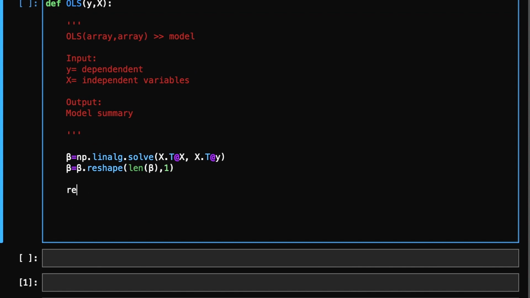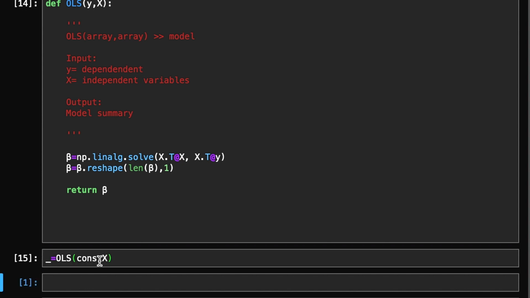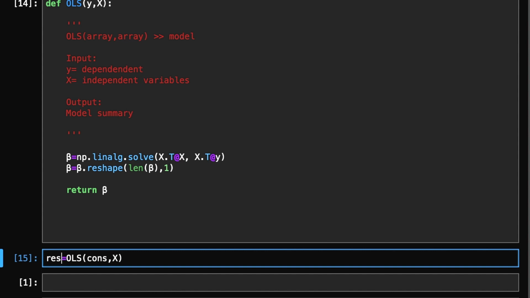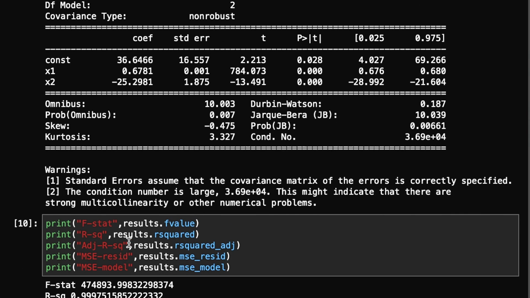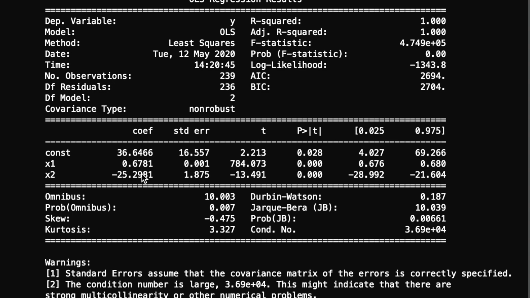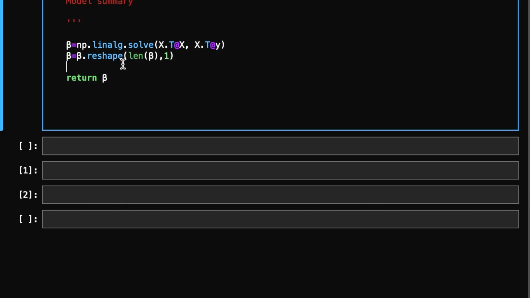Right, so now we have the beta estimates. Let's see if this works out. Let's do OLS. Dependent variable is consumption and independent variable is x. So we have 36, 0.67 and minus 25. Let's see, 36, 0.67 and minus 25, right. So our function is going right. So let's continue.